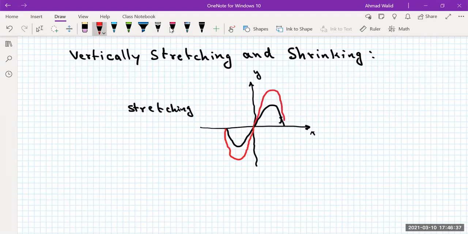When I do this, the black one will be y equals f of x. The red one is your vertical stretch. It means y equals c f of x. A positive number times the function always gives you a vertical stretch.